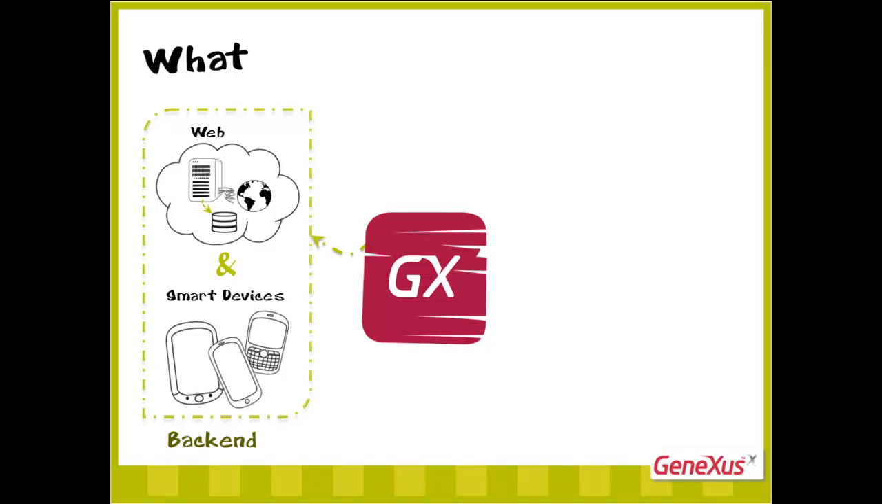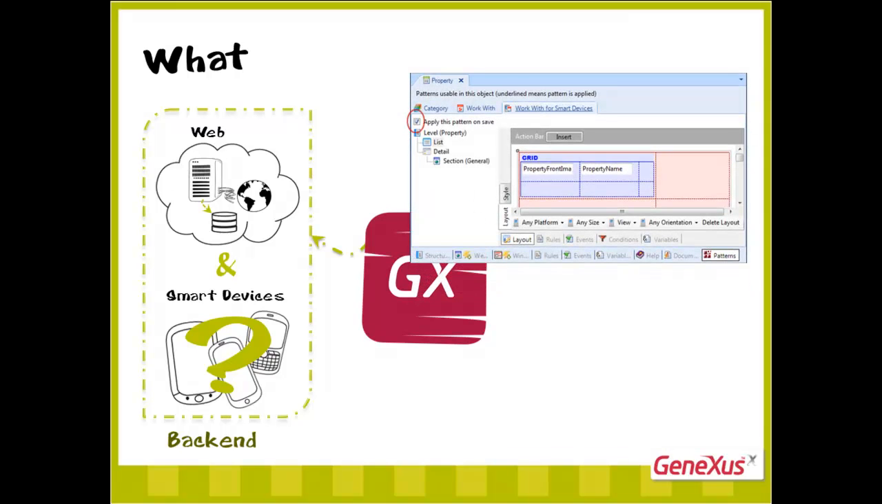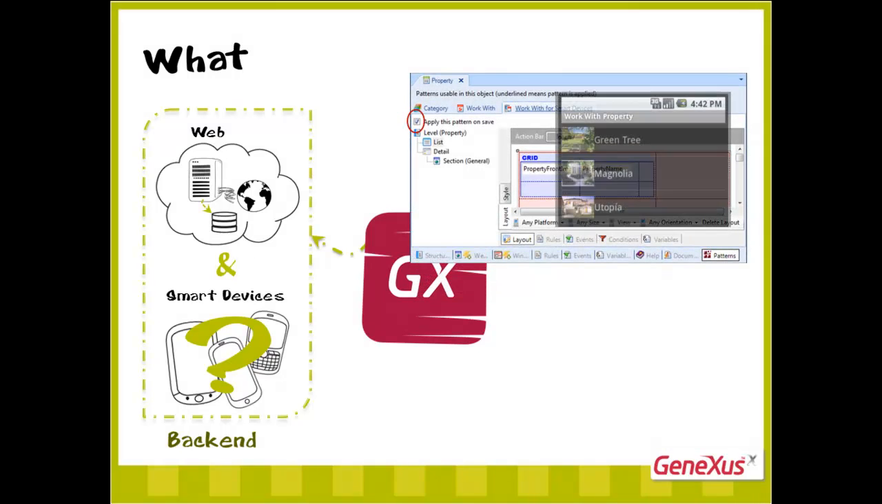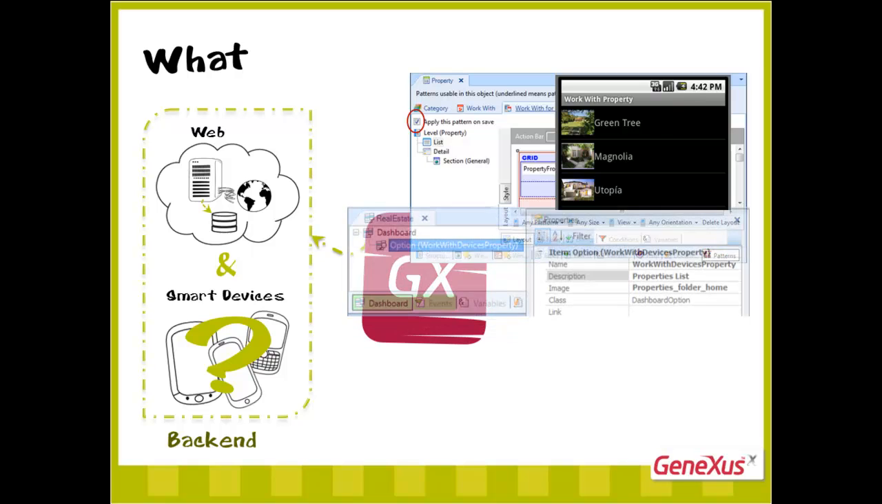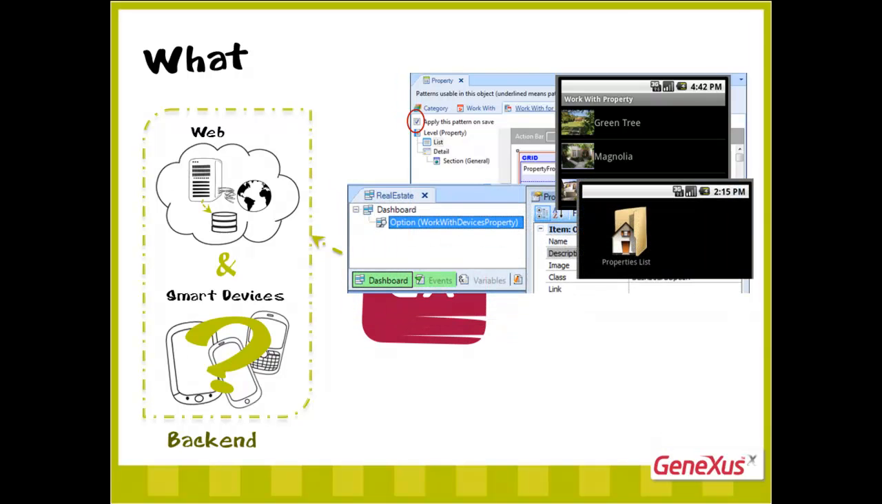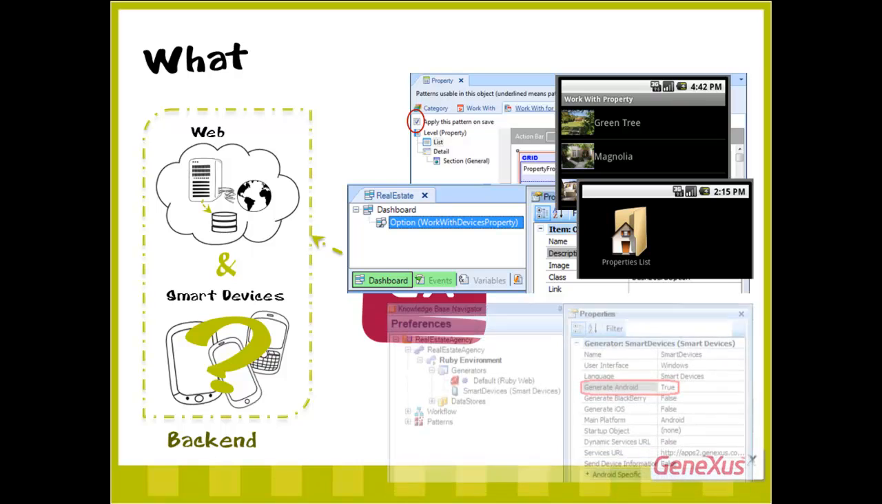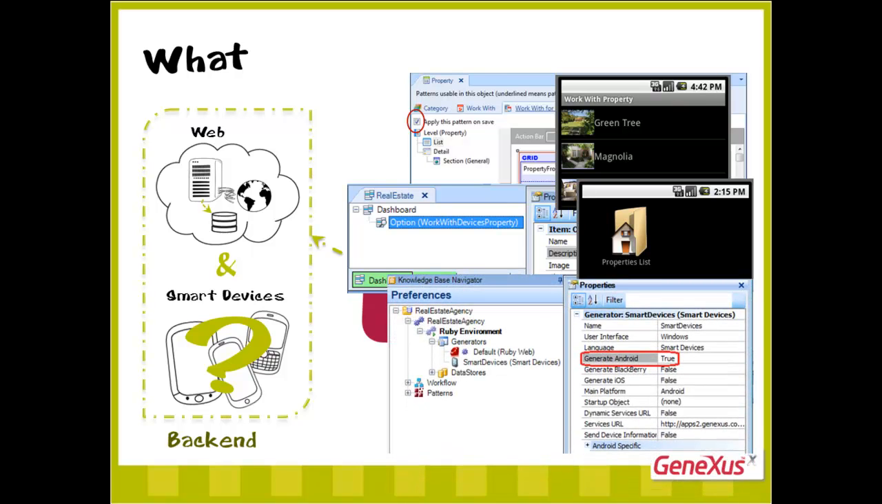To implement the smart device section, we apply the work with pattern for smart devices to the property transaction, and we create a dashboard object as the access point. To start with, we've decided to generate only in Android, which is the default platform.